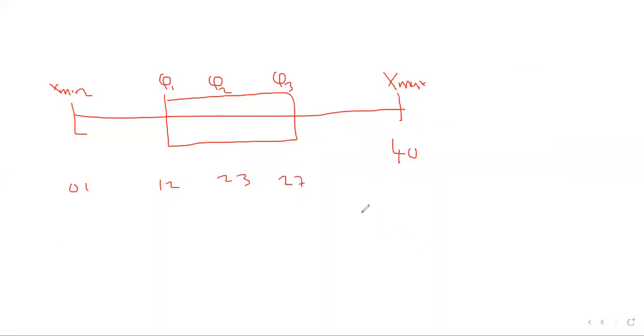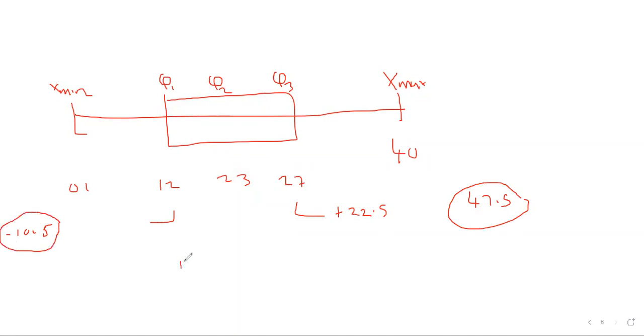Then how do we find the outliers? The extreme values. We add 22.5. What does it give us? 49.5. When we subtract 22.5 from here, what do we get? Negative. So do we have any outliers? No, because everything is within. We have no outliers.